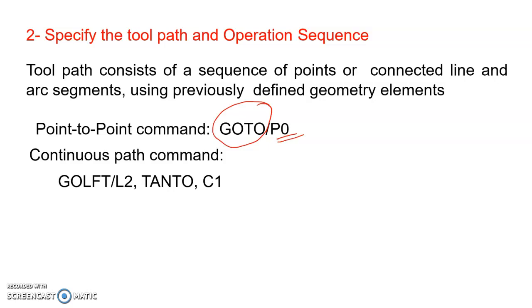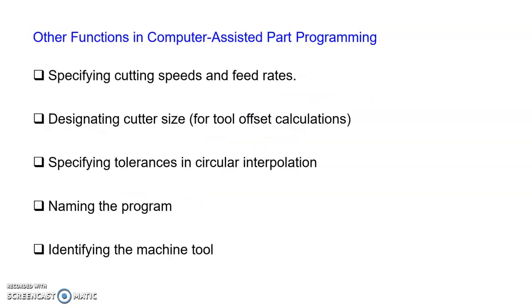This GOTO is generally used for giving the point-to-point command, from one point to another. The continuous path command is used for cutting operations along a linear or circular path. There we are using GOLFT, which stands for go left, and here TANTO, tangent to, is another command used for continuous path operations.